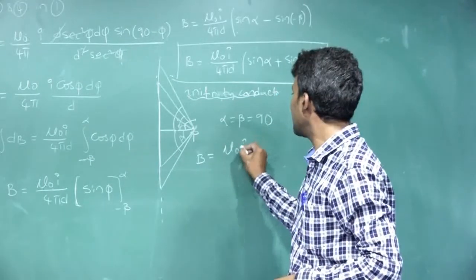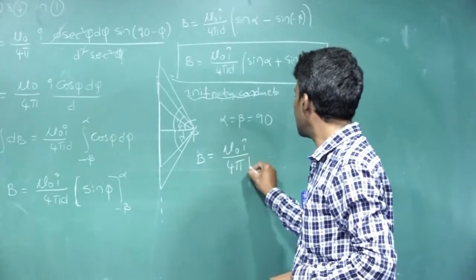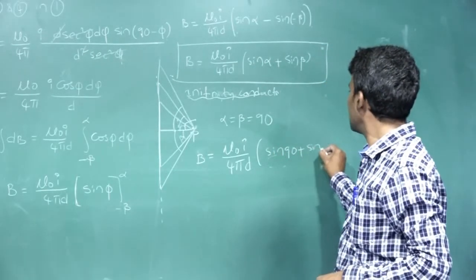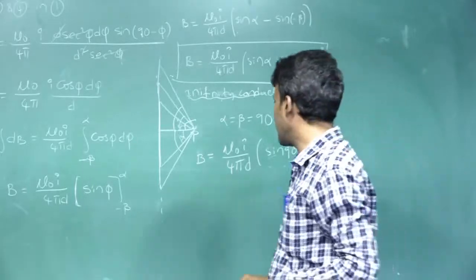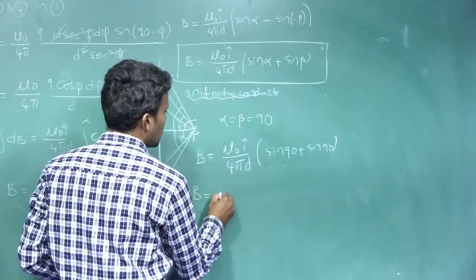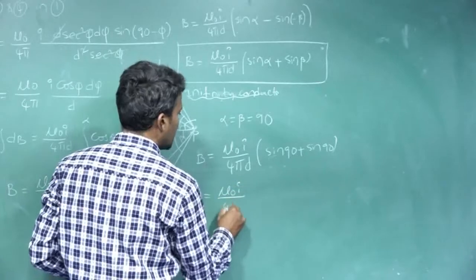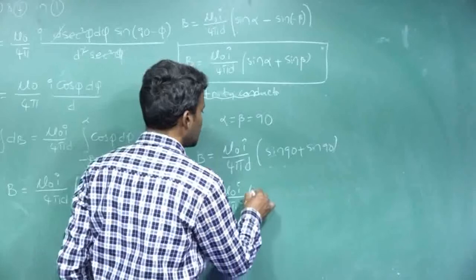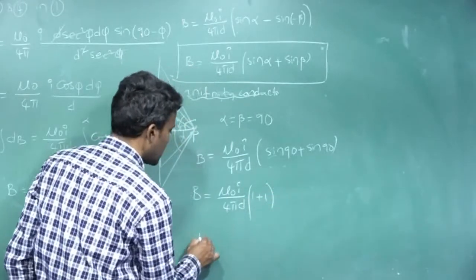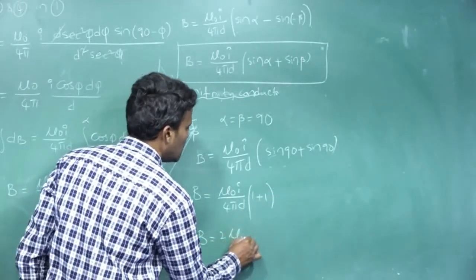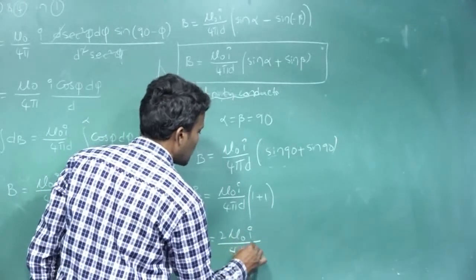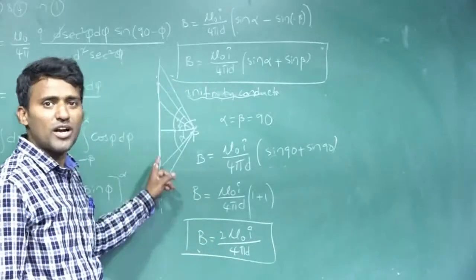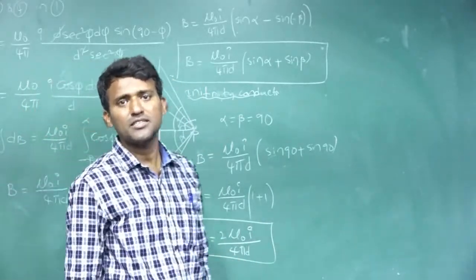Mu naught I divided by 4 pi d, sine 90 plus sine 90. At that moment you can write B is equal to mu naught I divided by 4 pi d. What is sine 90? 1. Sine 90 is 1, so that is 1 plus 1. The final equation is 2 mu naught I divided by 4 pi d. If you take the infinite conductor, this is the equation.